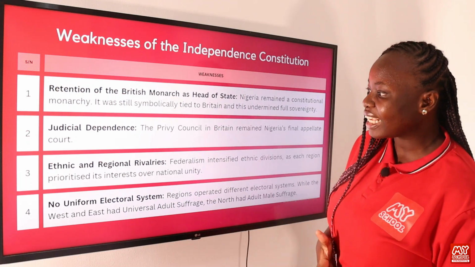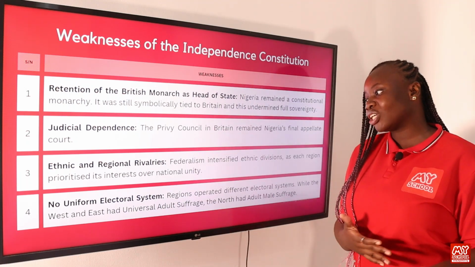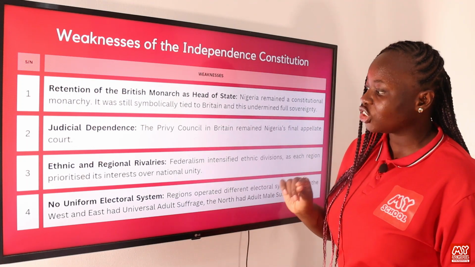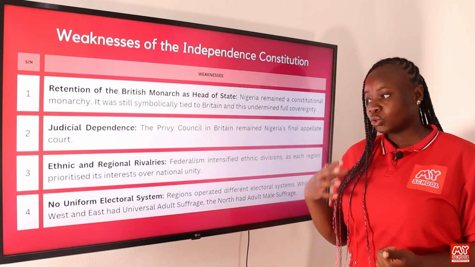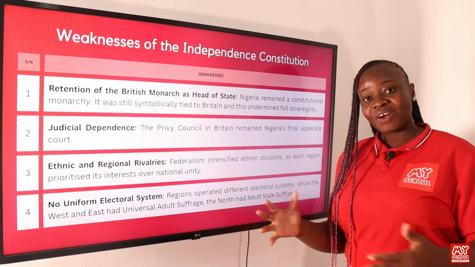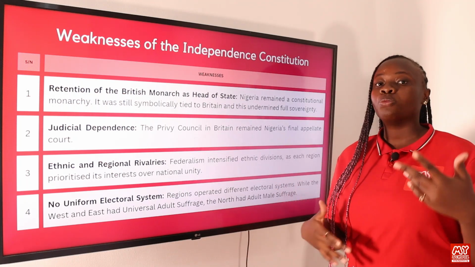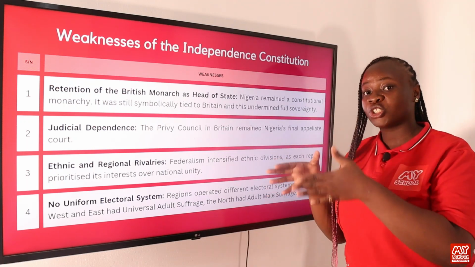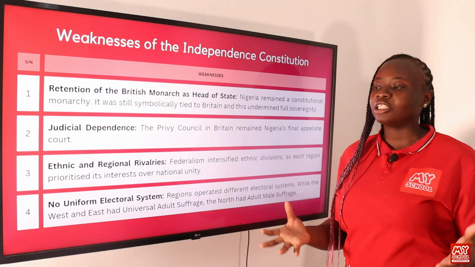And that weakness is ethnic and regional rivalries. Federalism intensified ethnic divisions as each region prioritized its interest over national unity. So again, we can see how dividing the country along ethnic lines led to more crisis. Each of these regions had to advocate for the interest of just the region and not the entire nation.